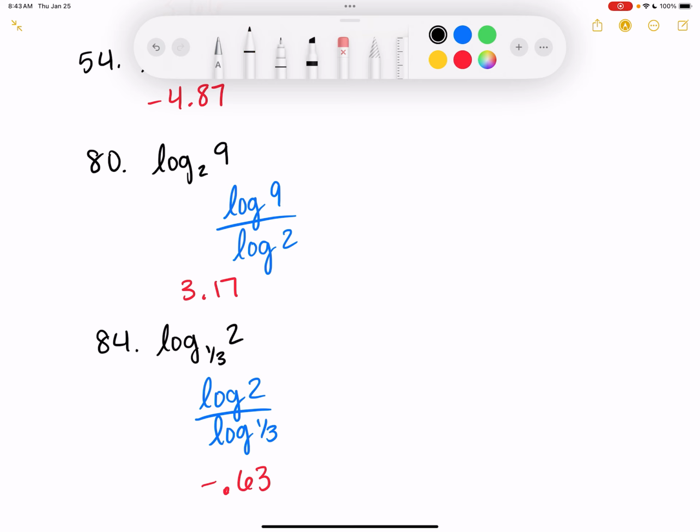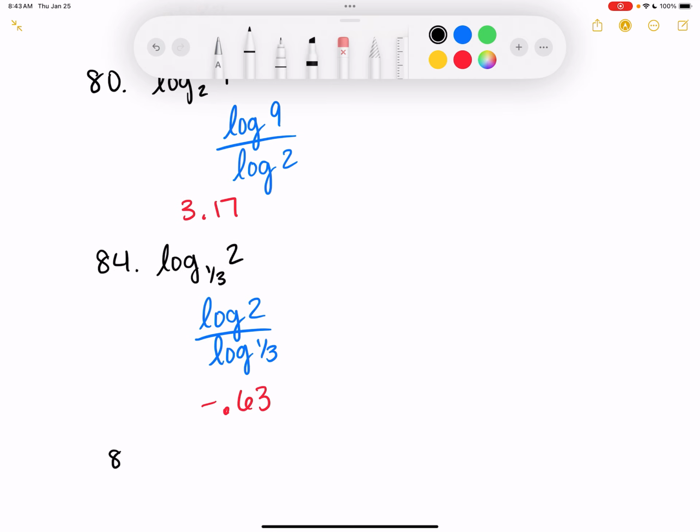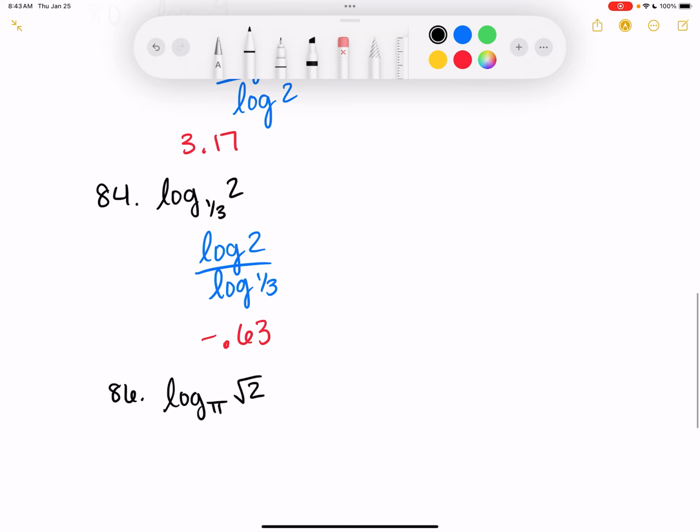Let's see. One more. 86, log base pi of the square root of 2. So how am I going to write this one? Log of the square root of 2 over. Just put pi, or would you put 3.1, like the whole thing? I would use pi because you're going to use the button on your calculator. There's a pi button. It's above the little caret button over here. Right there.